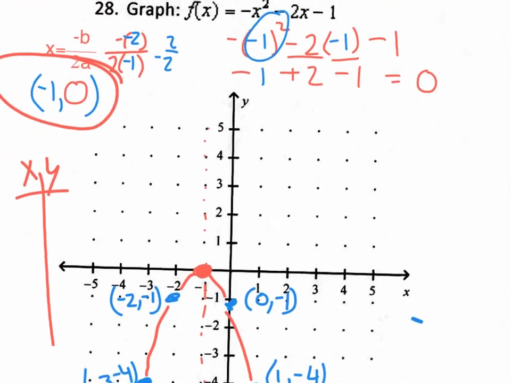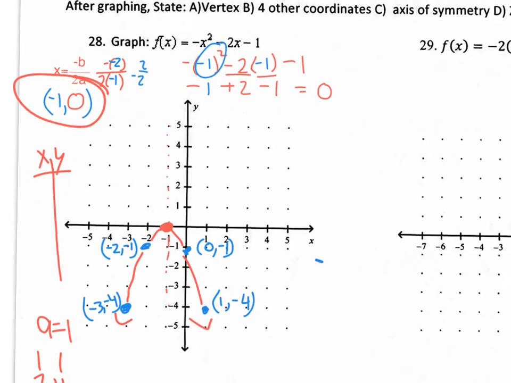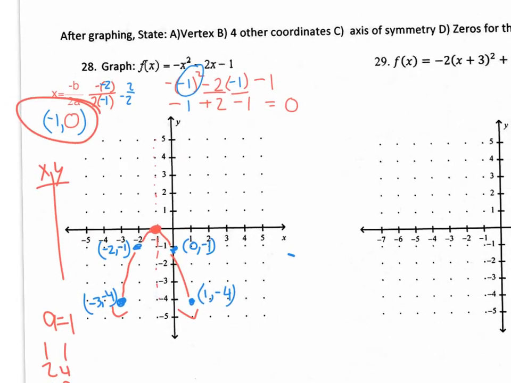And what else do we need to answer? Let's see up in the instructions. It says to state the axis of symmetry. Well, we all know that the axis of symmetry is the line going right through the vertex. And the equation of the axis of symmetry is simply x equals the x value of your vertex, which happens to be negative 1. That's the axis of symmetry right there. Okay.